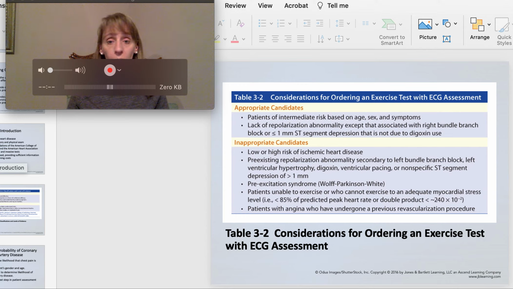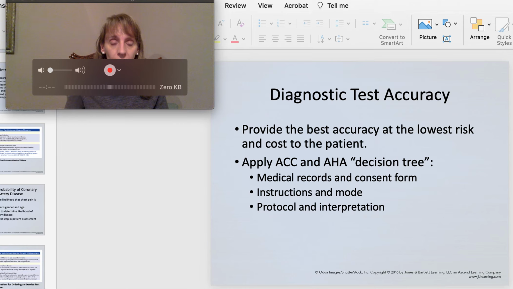Pre-excitement syndrome, called Wolff-Parkinson-White, patients unable to exercise or cannot maintain stress, so this would be people who get less than 85% of their predicted heart rate, or taking the double product, and the double product is when you're looking at the systolic pressure and their heart rate, and then patients who have angina who have undergone a previous intervention, revascularization. So revascularization would be open heart surgery or angioplasty, balloon, stenting is a revascularization.